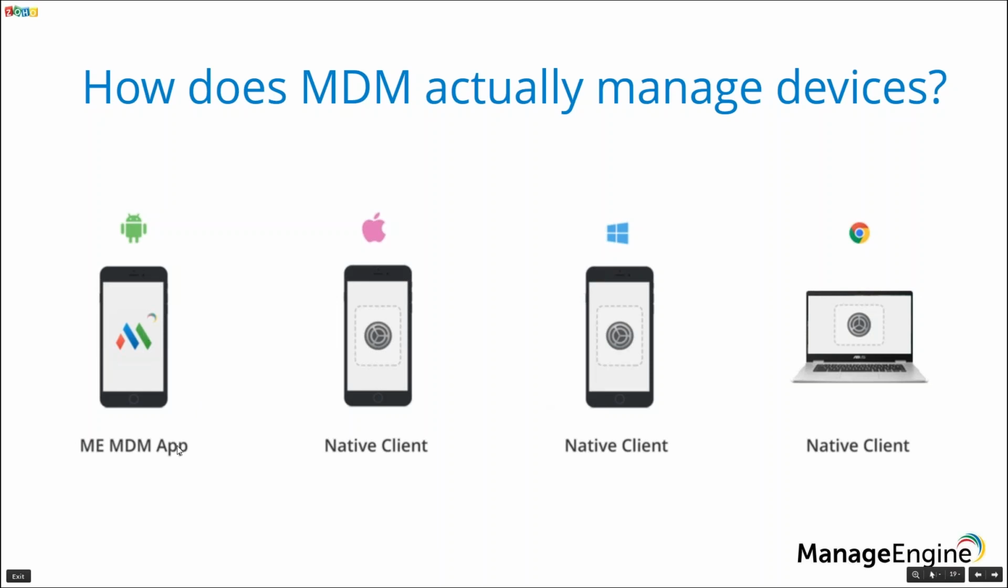So when it comes to Android, you need to have the ME MDM app. But in case of iOS, Windows, or Chromebooks, we leverage the native MDM client, which is already present in the OS itself. So when it comes to managing iOS, Windows, or Chromebooks, we leverage the native MDM client. You don't necessarily need to have an MDM app deployed on it, but when it comes to Android, you need to have the application deployed. So there are various different steps of deployment we have.